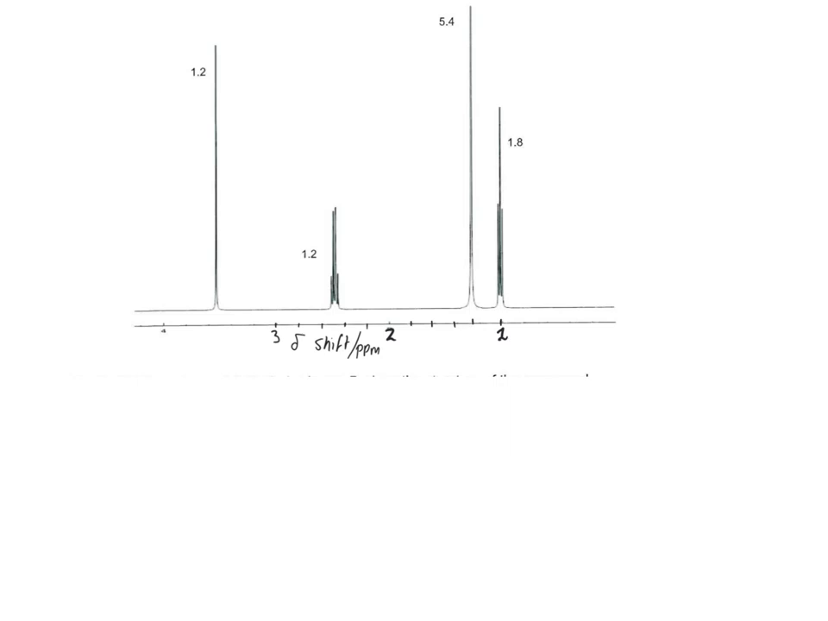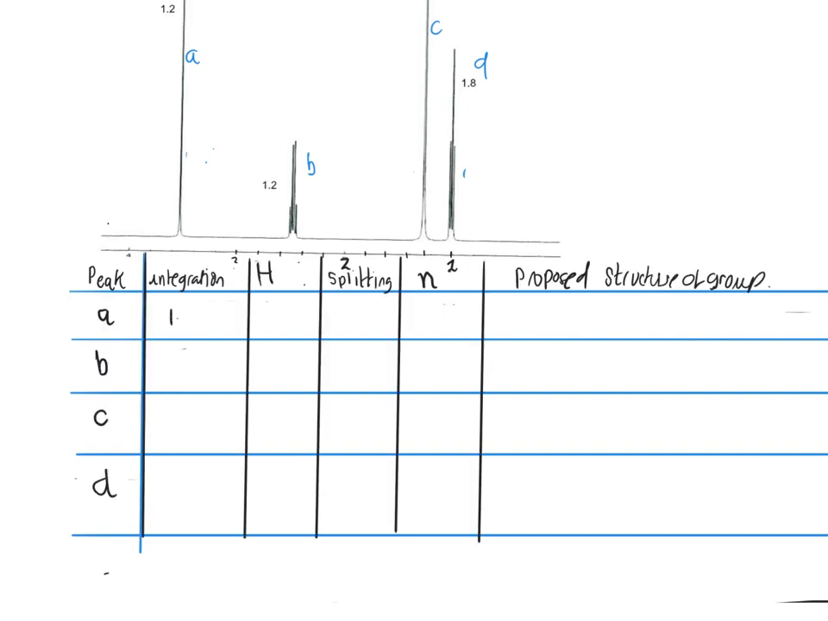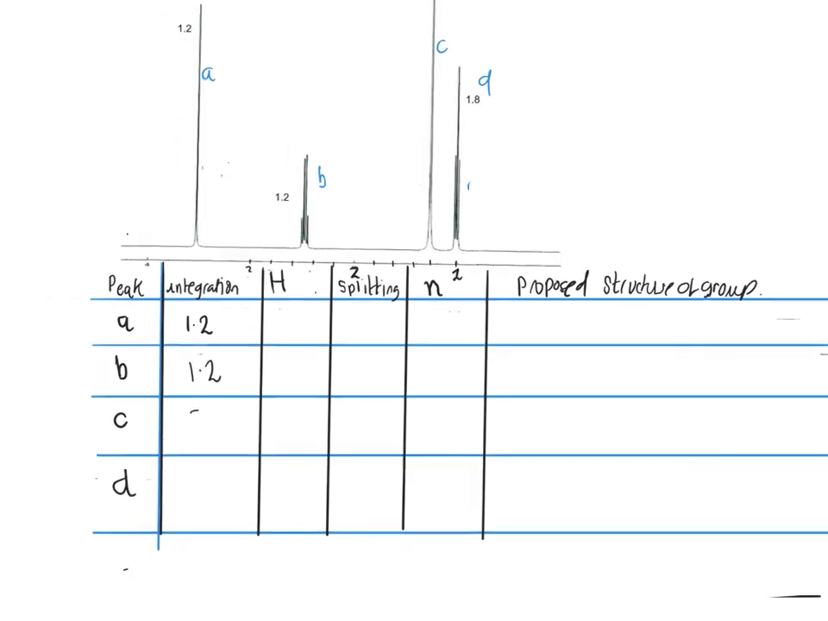The best thing to do to deduce the structure is to take down all of the information and put it into a table. In this spectrum, we've been given the integration, so I'm going to put those numbers in. Peak A has an integration of 1.2. Peak B has an integration of 1.2 as well. Peak C has an integration of 5.4. And D has an integration of 1.8.